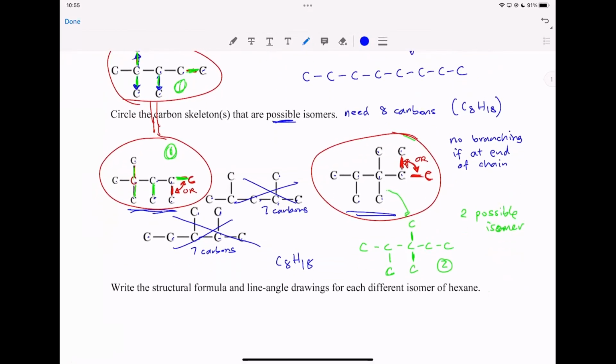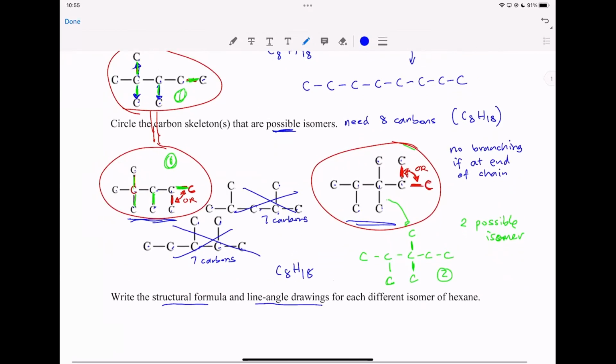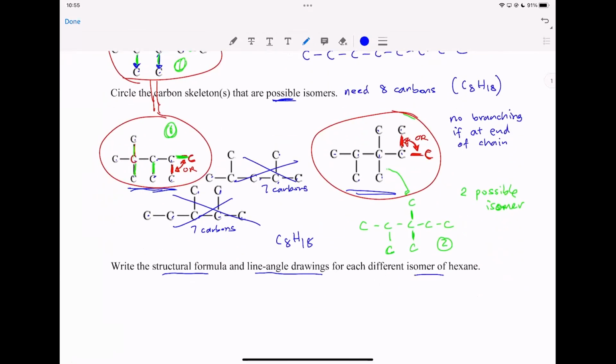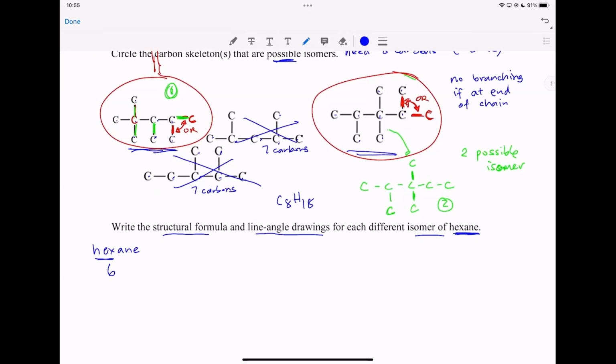So when we're talking about the structural formula, remember that's the structure, and the line angle drawing, that's showing the short version for each isomer of hexane. Let's start with what is hexane. So hexane has the beginning part of the name hex, which means 6. ANE is the end part of the name, which is the 6 carbons of the alkane family. And alkane, remember, means only carbons and hydrogens and all single bonds.